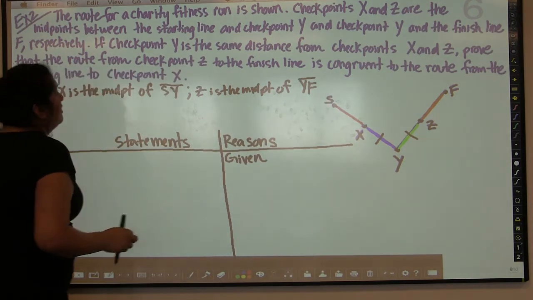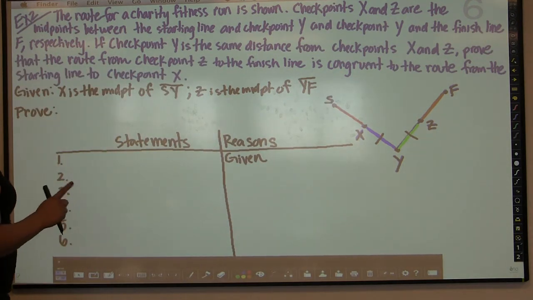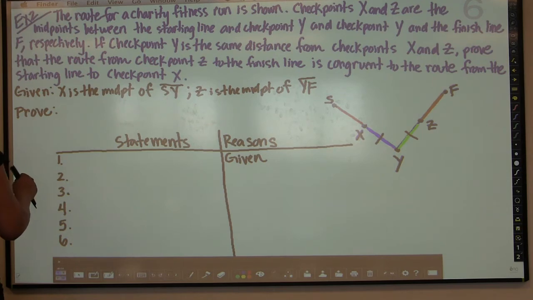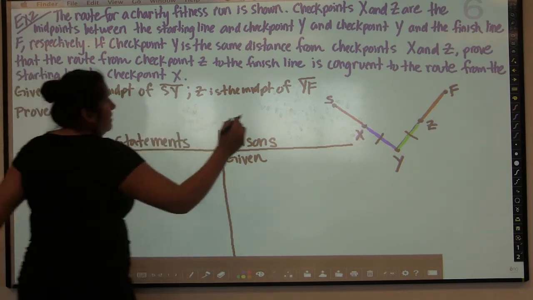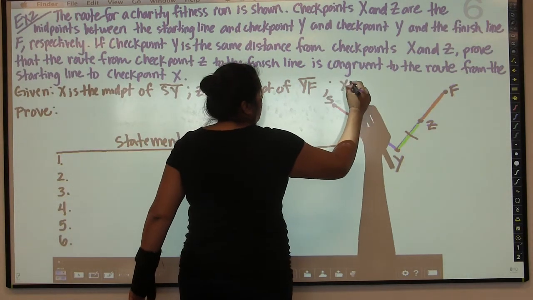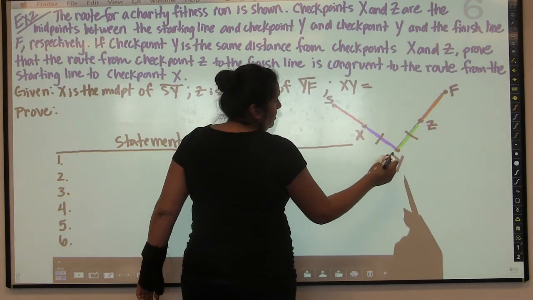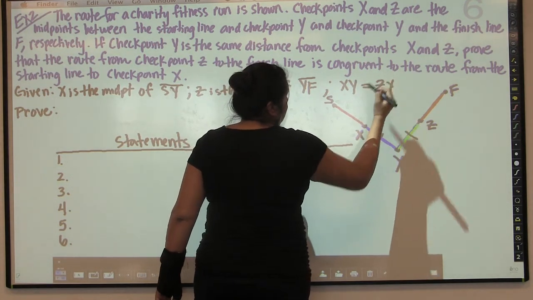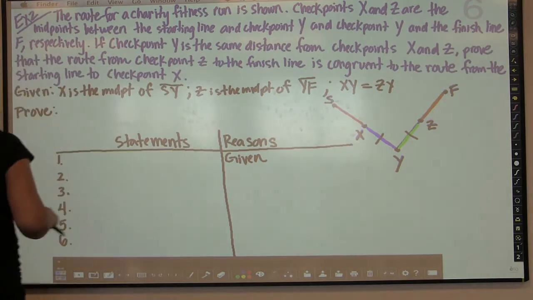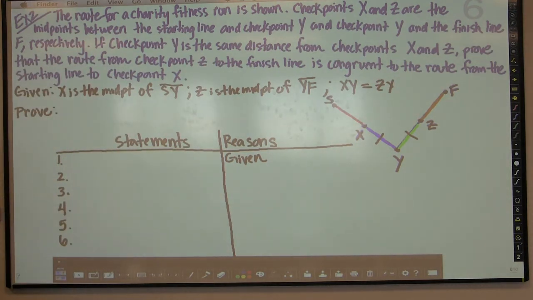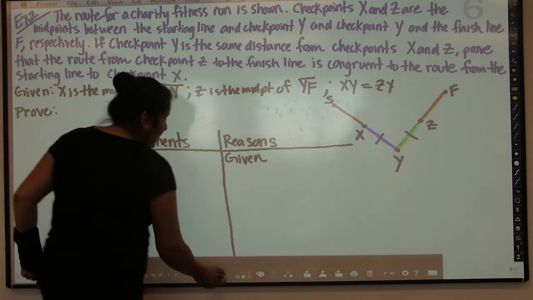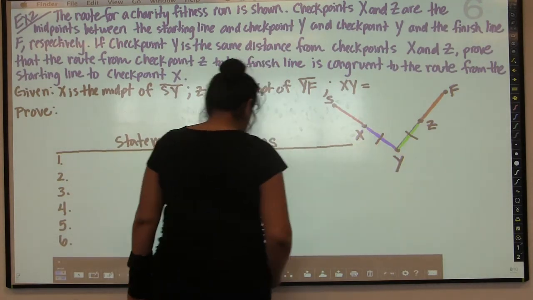That's the first part that they told us, but they also said later on that checkpoint Y is the same distance from X and Z, which tells us that the distance between the two, XY equals ZY, or YZ. Again, it's not a congruence, it's saying that they're the same distance. When I'm talking about distance, you don't use the bar. So XY equals YZ. I'm going to stay consistent with the book and call this YZ.